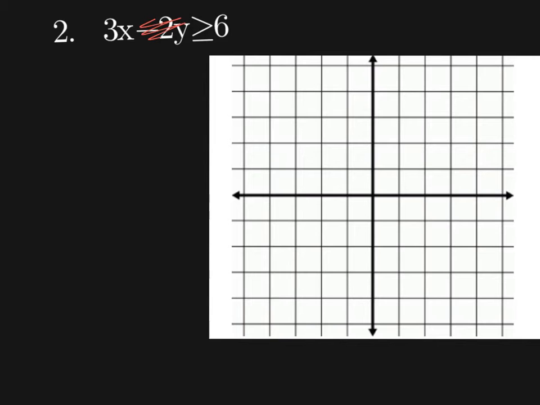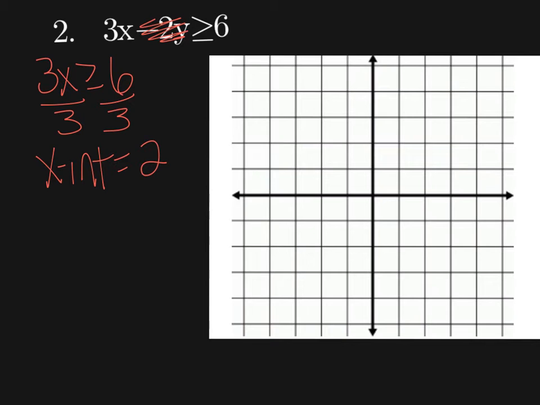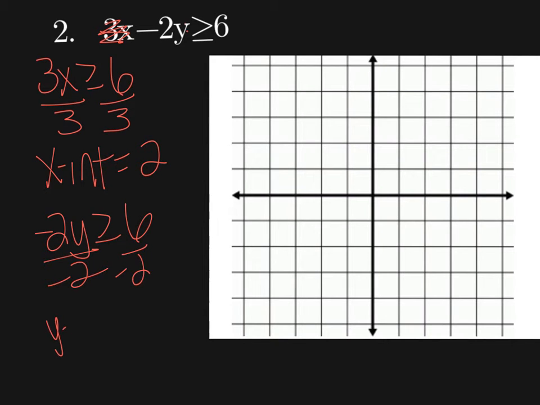Okay. All right, next one. Again, we're going to cover that up. So I have 3x is greater than or equal to 6. Divide by 3, so my x-intercept is 2. Okay. Now, oops. Cover that up. So I have negative 2y is greater than or equal to 6. Divide by negative 2, and my y-intercept is less than or equal to. Remember, we got to flip that, negative 3. Okay, so we have my x-intercept is 2, my y-intercept is negative 3.